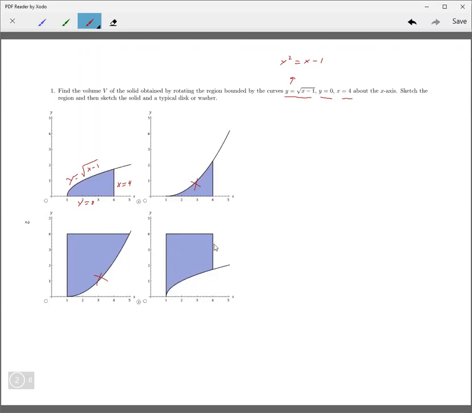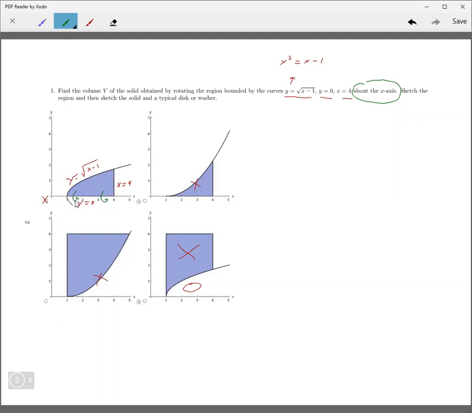And here, let's see, this is y equals 4, so it should be right here. That's not it, so it's got to be this answer right there, the first one. And that's being revolved about the x-axis. So you're taking this region, and here's the x-axis, and you're revolving it about the x-axis.